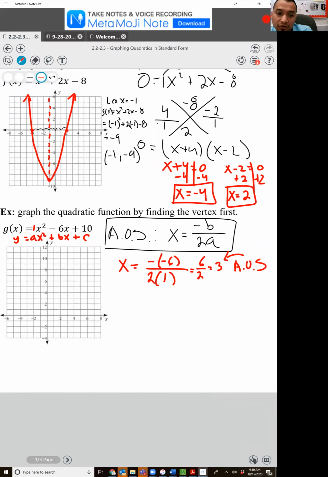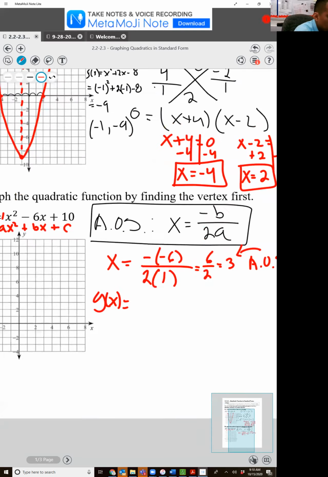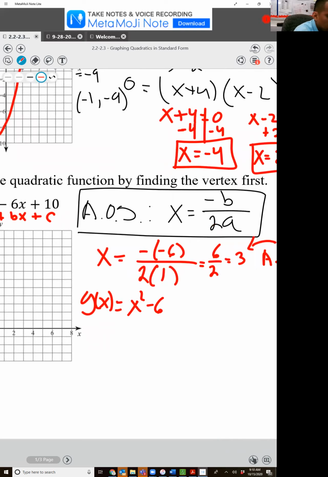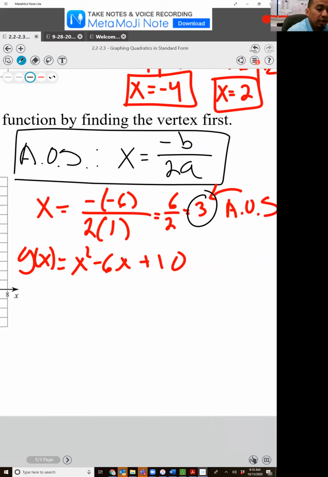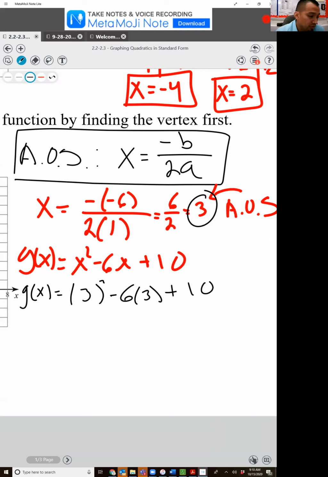I know what my input value is going to be. I can use that input value just like a vending machine to plug it in and get something out. So I'm going to use my function g of x equals x squared minus 6x plus 10 and plug my axis of symmetry in for x. So now I have g of x equals x. Again, notice how I put parentheses. Square minus 6 times x, which is now 3, plus 10. Again, you can do this by hand, or you can just put all of that into your calculator, which is what I'm doing right now, plus 10.